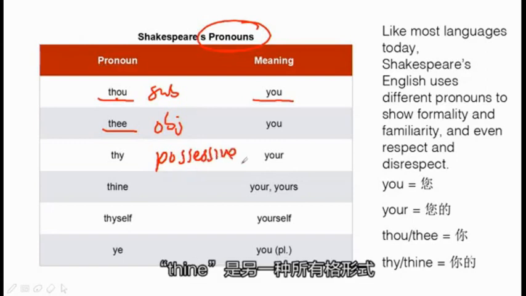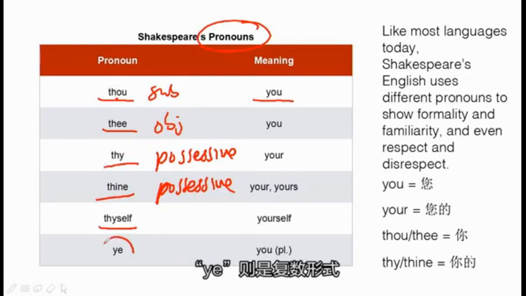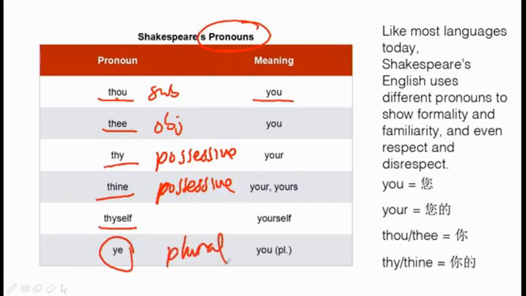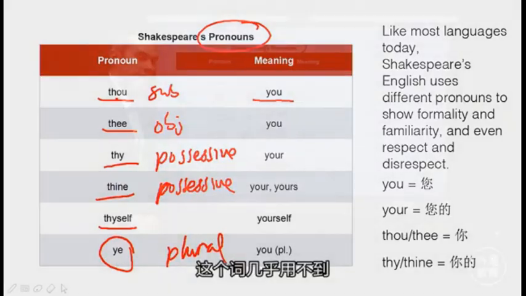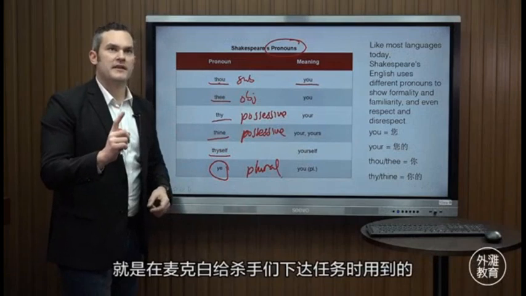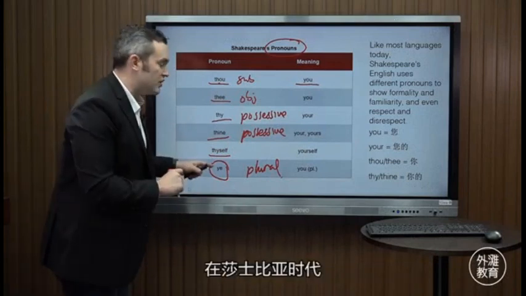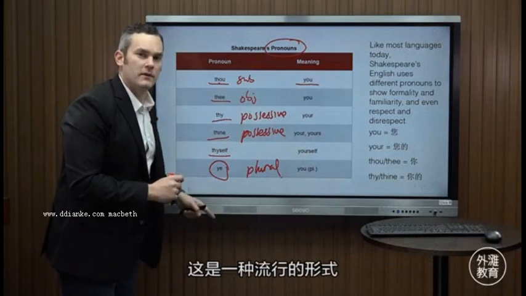Thine is another possessive form. Thyself is the reflexive form. And ye would be the plural form. A quick note about ye is that it's very rarely used. I think it's only used once in Macbeth, when Macbeth gives instructions to the murderers in Act 3. And in Shakespeare's day, this would have been an old-fashioned form.